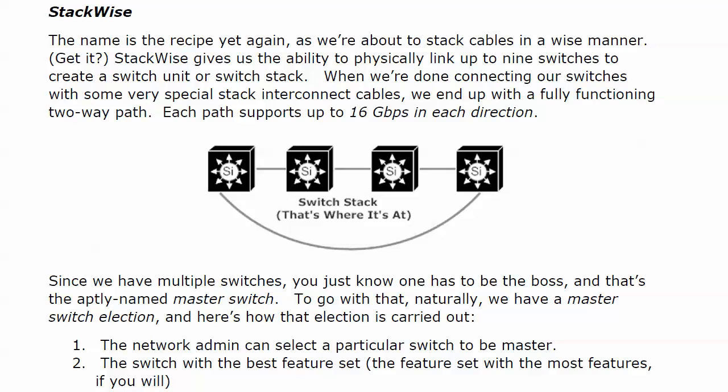Now we can't do this with good old patch cables or crossover cables or console cables or anything you probably have in your network kit right now. We have to get some stack interconnect cables. But what we end up with is a fully functioning bidirectional path, a two-way path, and each path supports up to 16 gig, and that's in each direction. So we're looking at 32 gig overall of capacity.